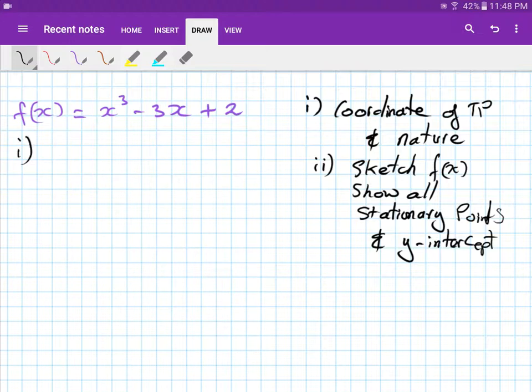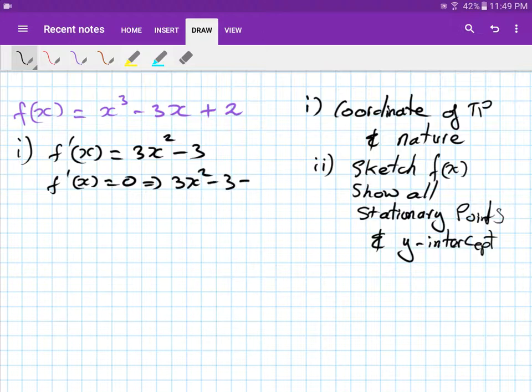Okay, part 1, to find the coordinates of the turning points is when y dash is 0, so which is f dash x is 0. So we just differentiate it first. So f dash x equals 3x squared minus 3. Okay, so f dash x is equal to 0. So this implies that 3x squared minus 3 is equal to 0. So I divide things by 3. So x squared minus 1 equals 0. This means that x equals 1 or x equals negative 1.